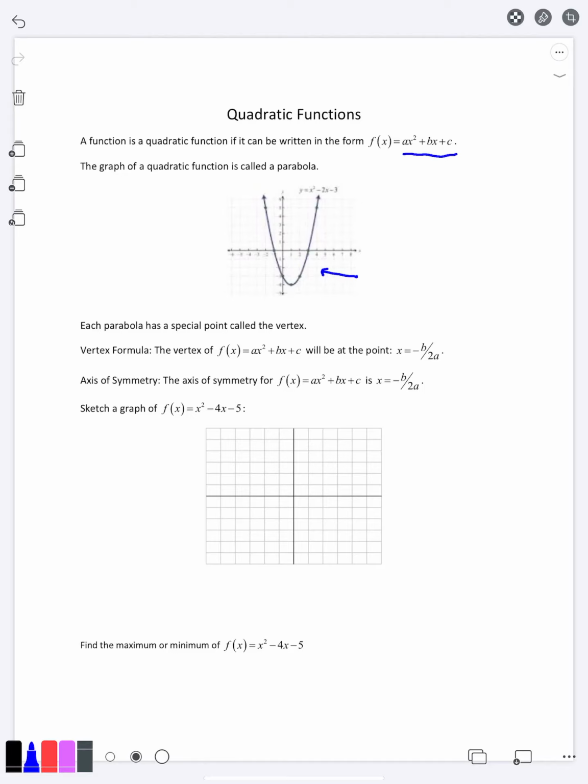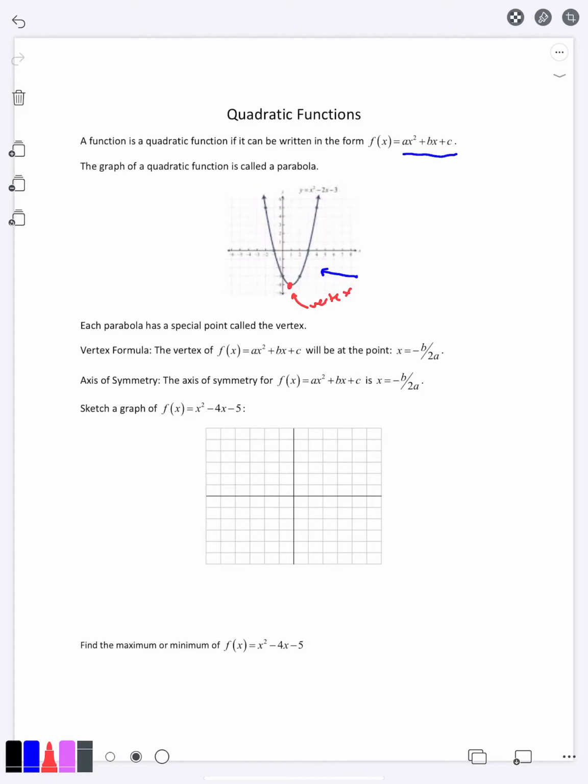Now, whenever you have a parabola, there's always going to be one special point in it called the vertex. That's this point right here on the bottom. And the vertex is an important point because it gives either the lowest possible point on the graph or the highest possible point on the graph, depending on if your parabola goes upwards or downwards.